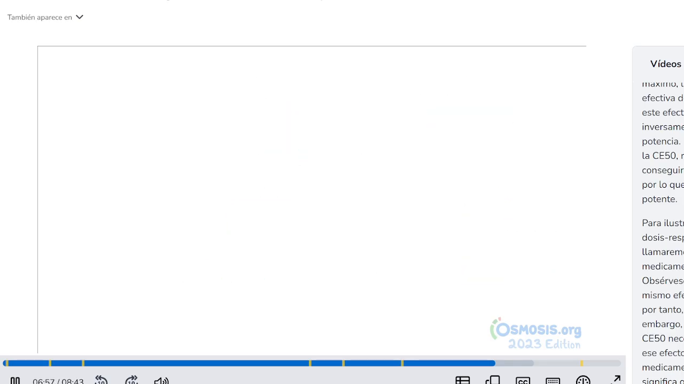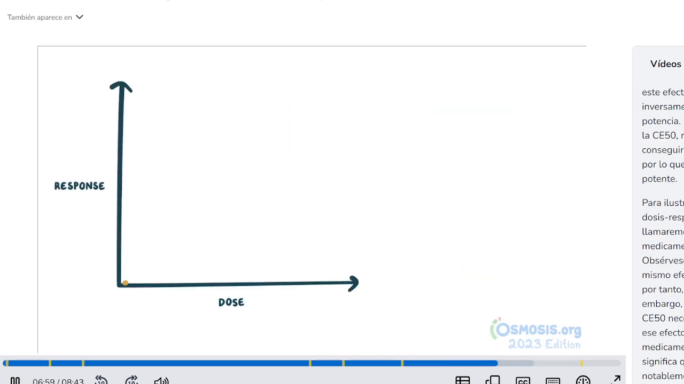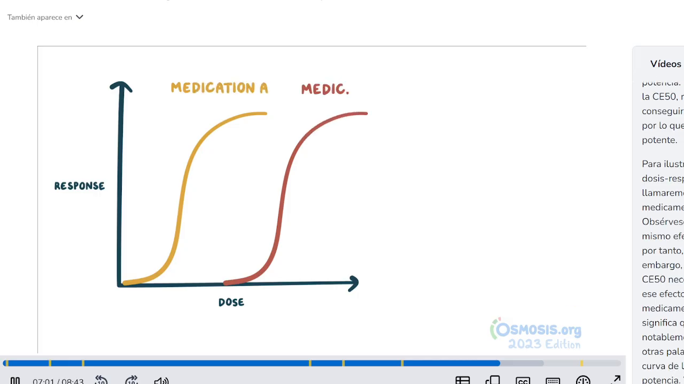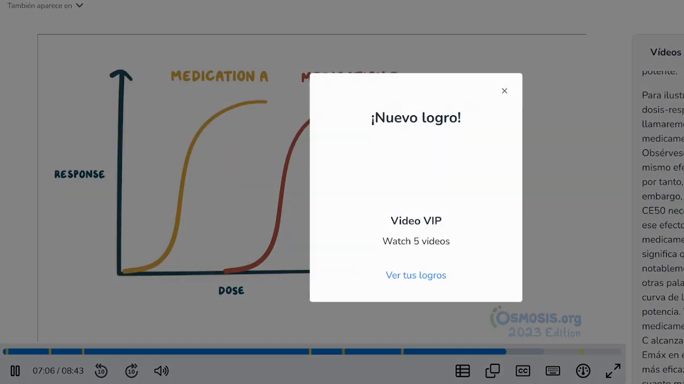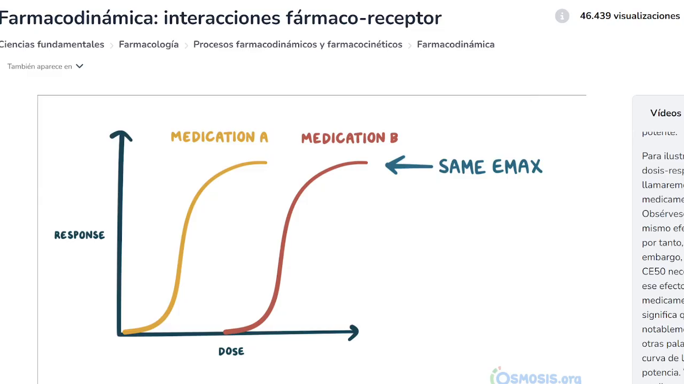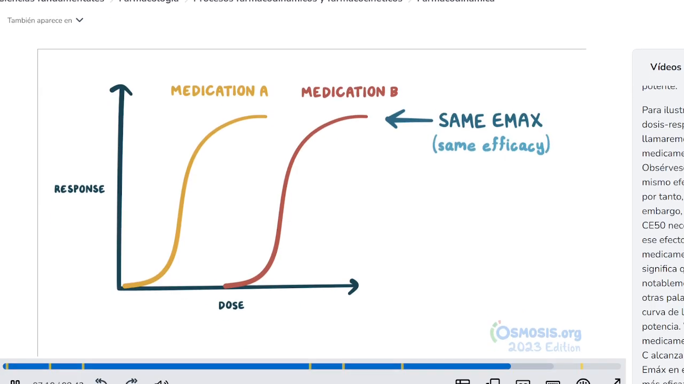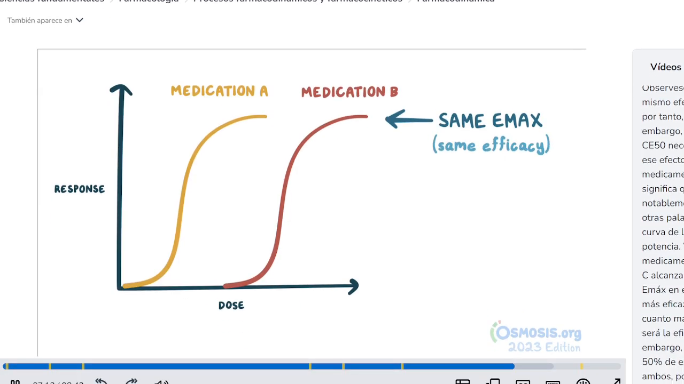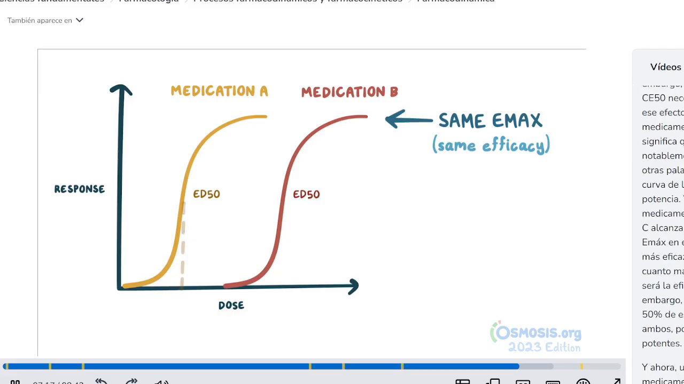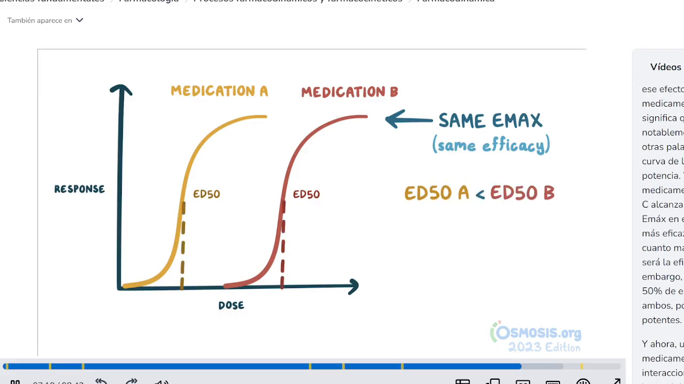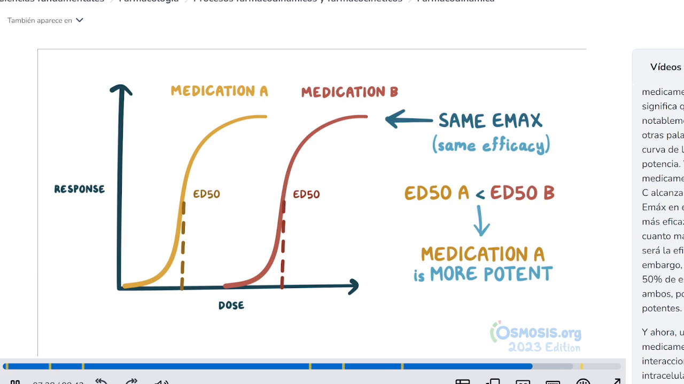To illustrate this, let's plot the dose-response curves of two medications, medication A and medication B, on the same graph. Notice that both reach the same maximum effect on the y-axis, so the same efficacy. However, on the x-axis, the dose ED50 required to produce 50% of that effect is much lower for medication A than medication B, meaning medication A is a lot more potent than B. In other words, the closer the curve is to the left, the higher the potency is.